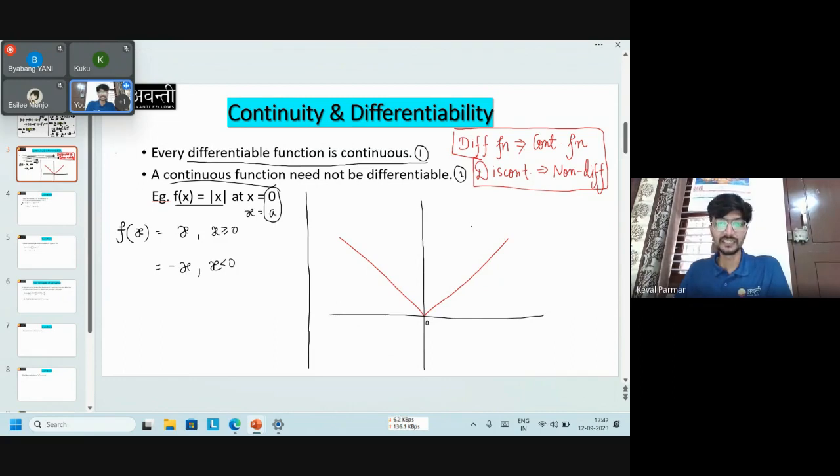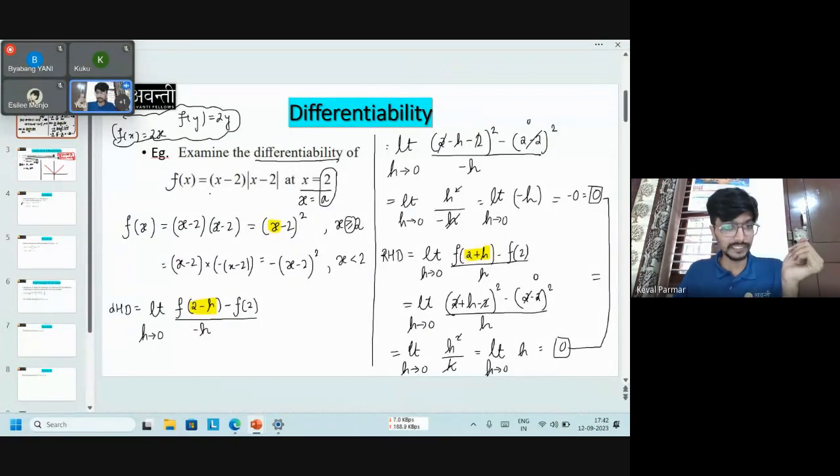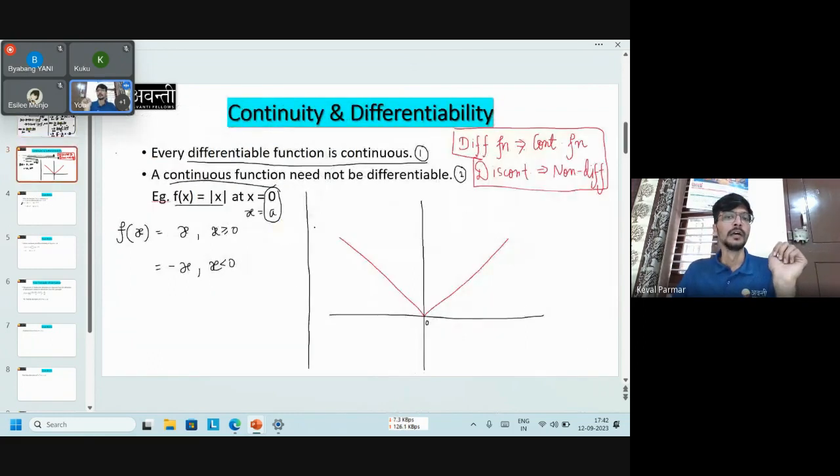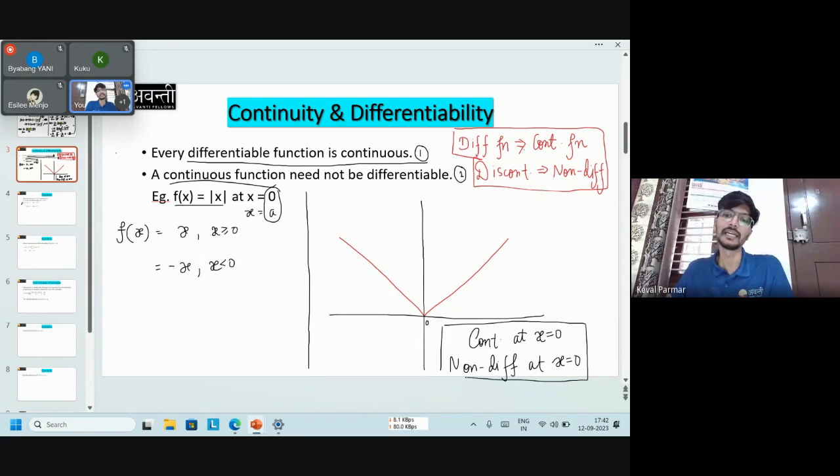So what can I say here? From directly looking at the graph, we don't need to calculate so much LHD and RHD. If you know the graph of these functions, which are also very simple functions, you should know the graph of these functions. Then we can directly tell what is the nature of the function. So here it is continuous at x equals to 0, but since there is a sharp edge, it is non-differentiable at x equals to 0. So this is my final answer.